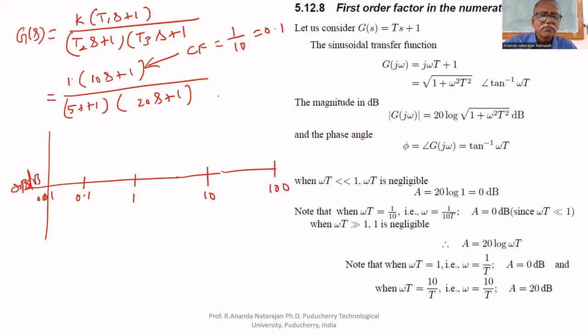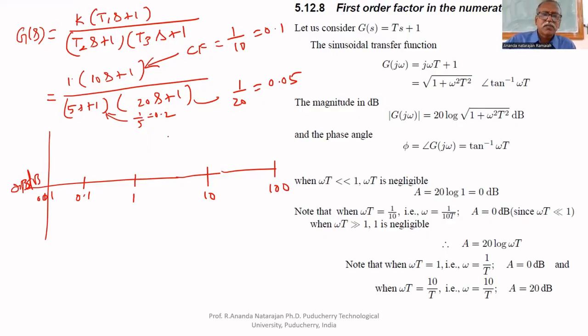1 by 5 is what? What is the corner frequency for this? 1 by 5 equal to 0.2. What is the corner frequency for this? 1 by 20. 1 by 20 equal to how much? 0.05. 0.05 is greater than 0.01. Am I correct or not? Okay. So everything is covered.